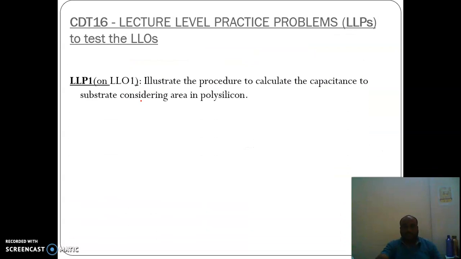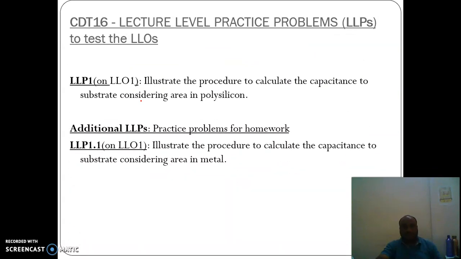Based on the topic we have discussed now, a few lecture-level problems have been framed which we will be discussing in our classroom discussion of this topic.